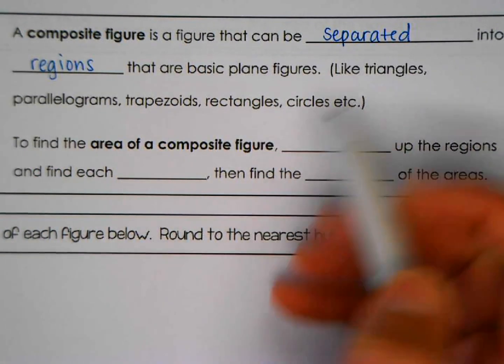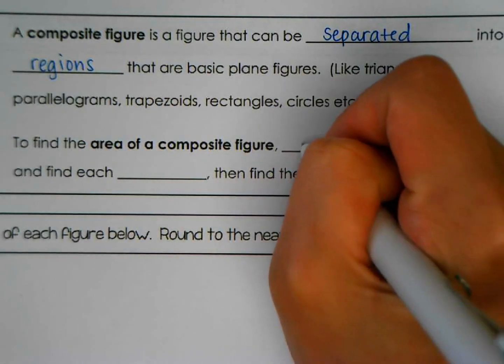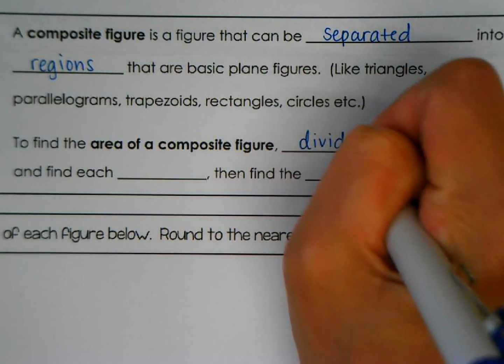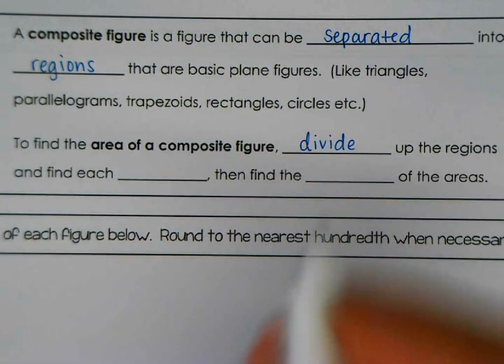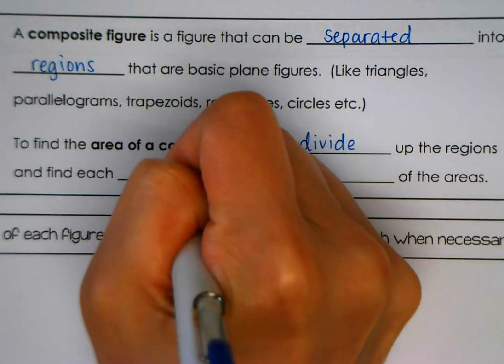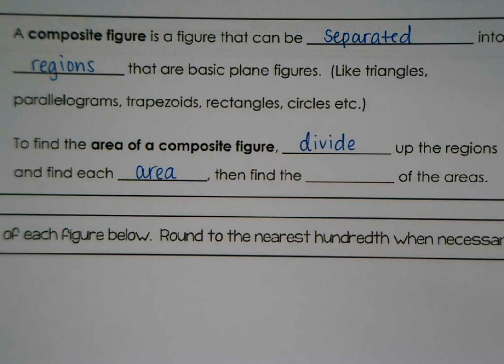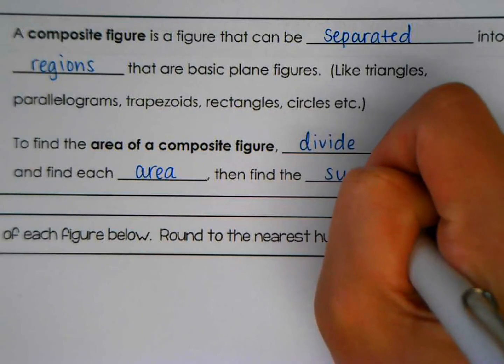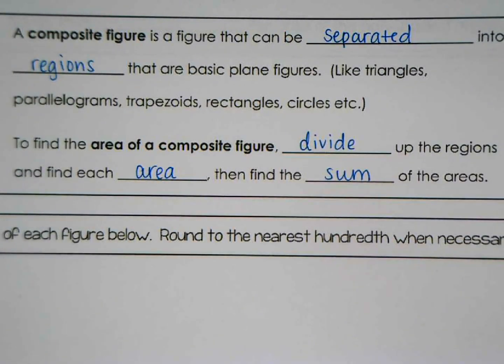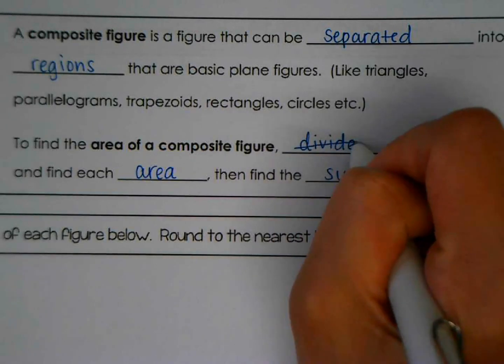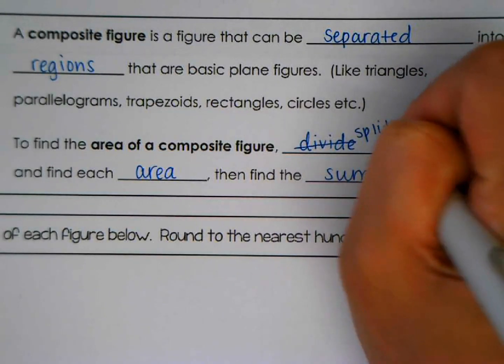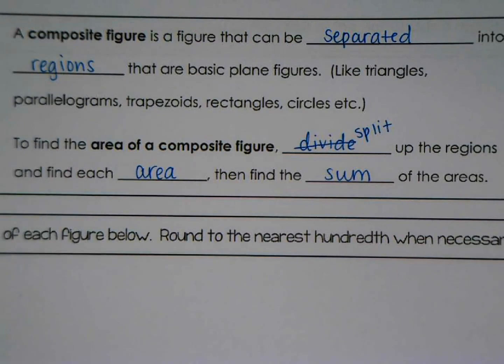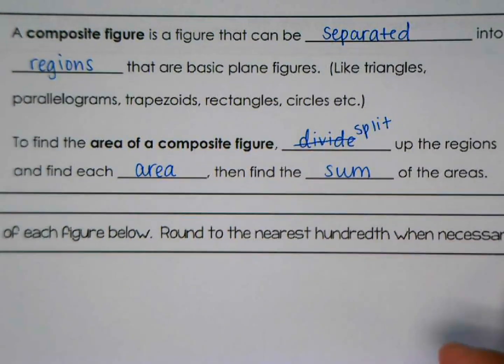To find the area of a composite figure, you're going to divide up the regions, not actually dividing, just splitting it up, and then find each area. And then find the sum of those areas. We're just going to add the areas together. Oh, you know what? I don't like divide. I'm going to put split. Split up the regions. It's up to you. It means the same thing, but I don't want you to be confused with actual division.